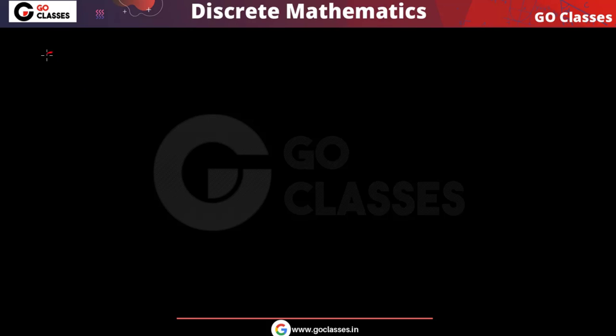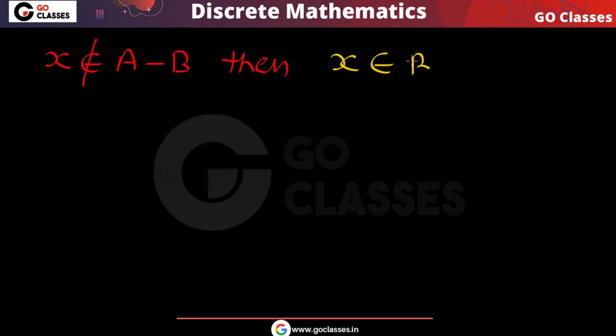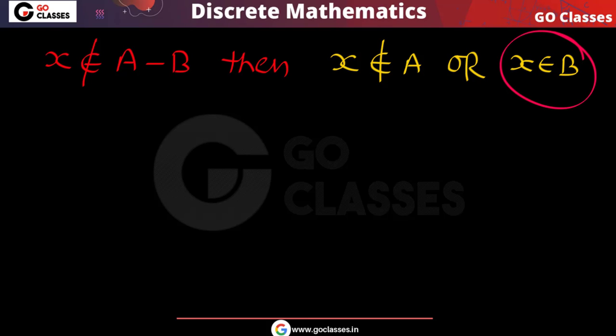Now next, very important. If x does not belong to A minus B, then what can you say about this? We have already seen that x belongs to A and x does not belong to B. So if x does not belong to A minus B, it means that maybe x does not belong to A, or maybe x belongs to B. If x does not belong to A, then automatically x does not belong to A minus B. Also, if x belongs to B, then automatically x does not belong to A minus B. So I can say that x does not belong to A or x does not belong to B. This is the simple idea.